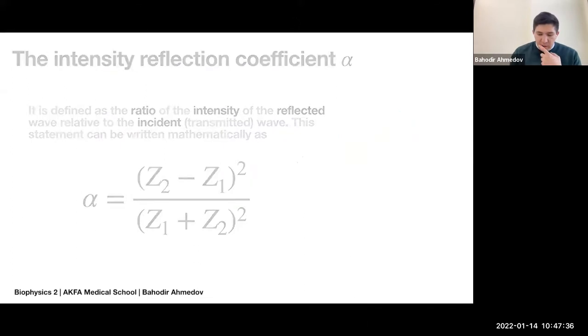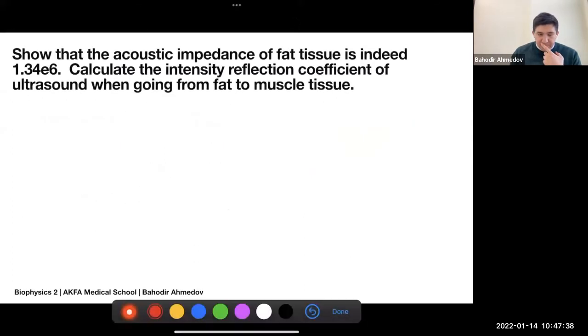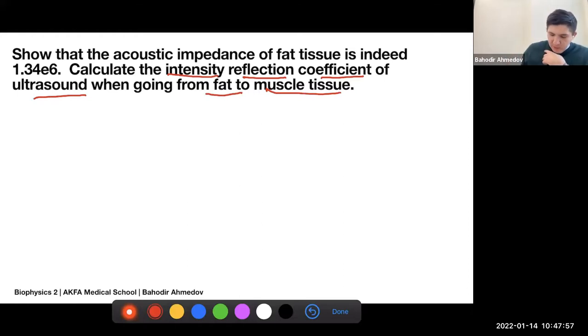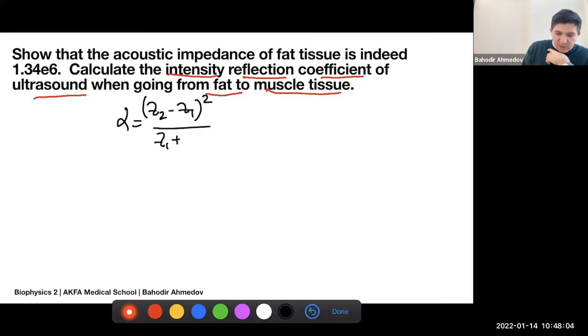Okay, so let's do the example. Calculate the intensity of the reflection coefficient of the ultrasound which is going from the fat to the muscle. I'm just going to put down the formula again, and then we're going to work with this formula a bit. So the alpha is going to be equal to (Z2 minus Z1) squared, divided by (Z1 plus Z2) squared.